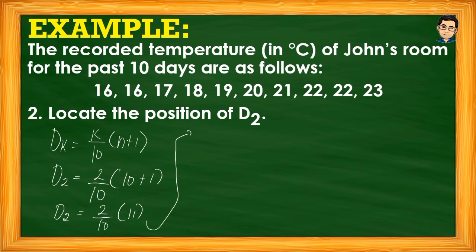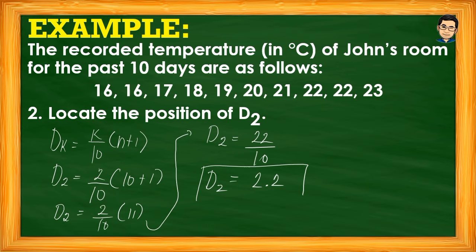Next, we will multiply 2 by 11, that is 22, over 10. So, 22 divided by 10, that is 2.2. So, 2.2, this will be the exact position of D sub 2, the value of D sub 2. And 2.2 is between the second and third data. Okay, so nasa pagitan po siya ng second and third. So, doon natin makikita yung exact position ng D sub 2.